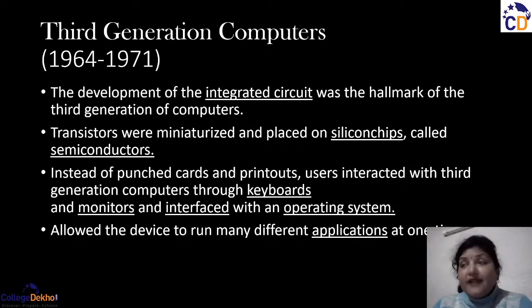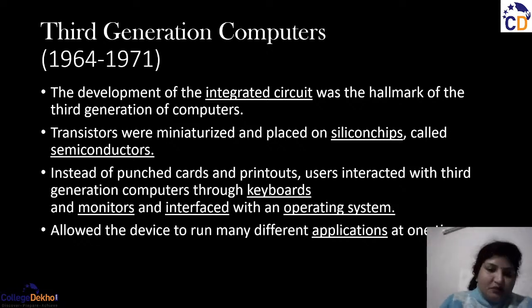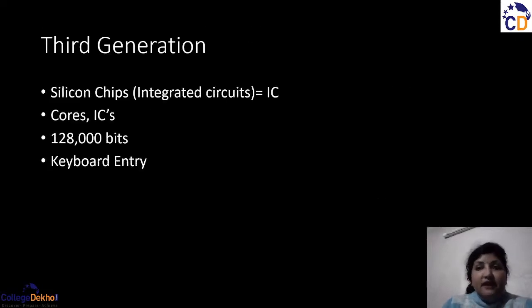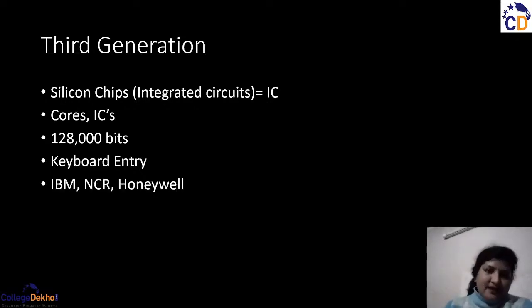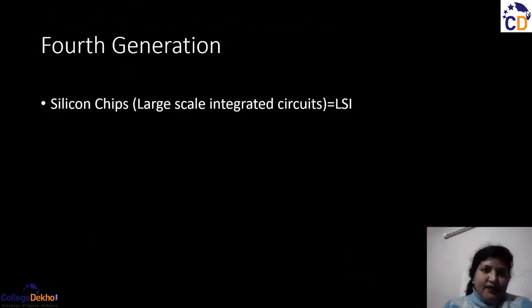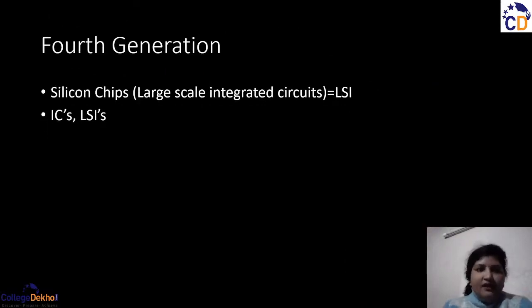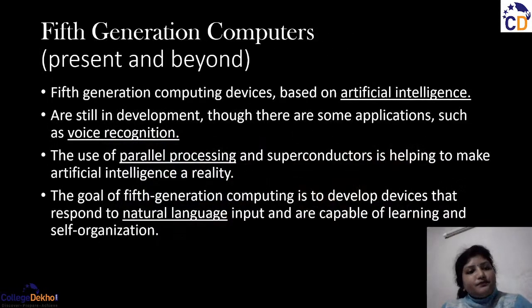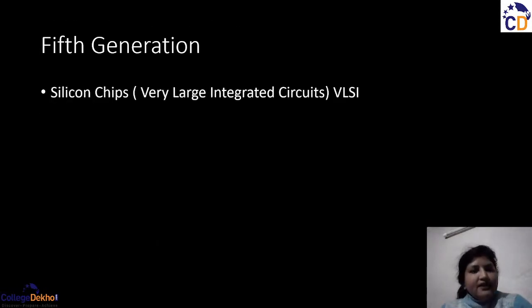Then we have ICs and the introduction of keyboards. The main part is keyboards. Rather than inserting or holding the data on punch cards, you have keyboards for entering your data. Again we have vacuum tubes, transistors, and then ICs. Then we have LSIs also. In the fourth generation we have large scale integrated circuits, and later on we move to VLSIs, that is very large scale integrated circuits.